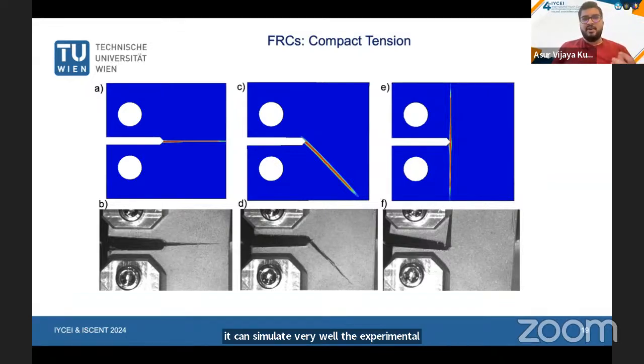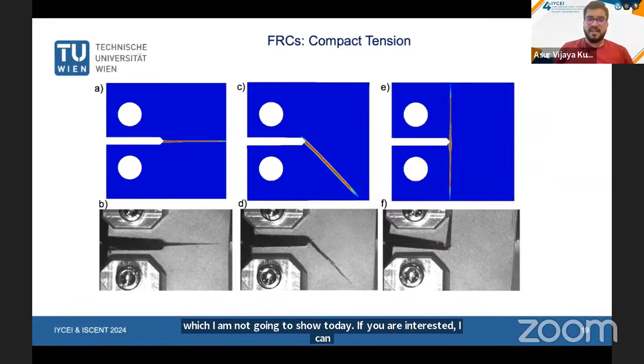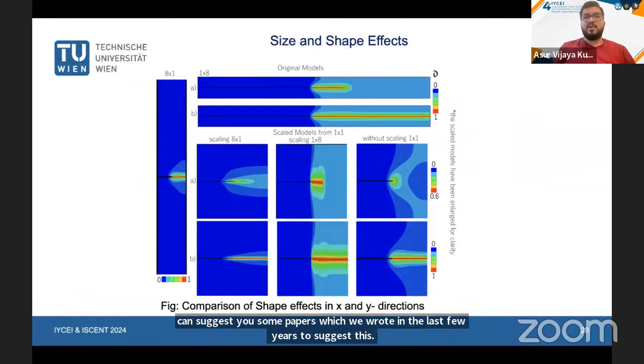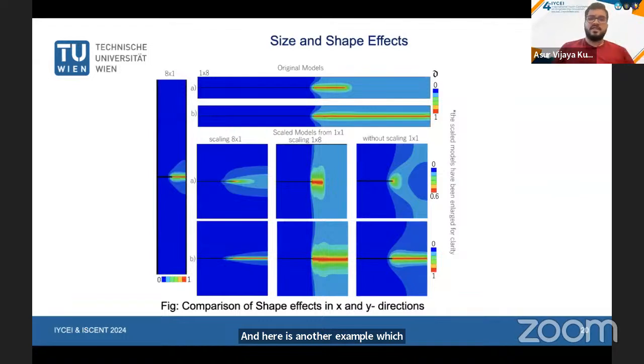We even tried to apply this to very huge models, which I am not going to show today. If you're interested, I can suggest some papers which we wrote in the last few years. And here is another example which numerical modeling can do. It's called size and shape effect. For example, consider this. You have done an experiment on, let's say, a 5x5 specimen. You pull it and then you know everything about it, how the crack propagates.